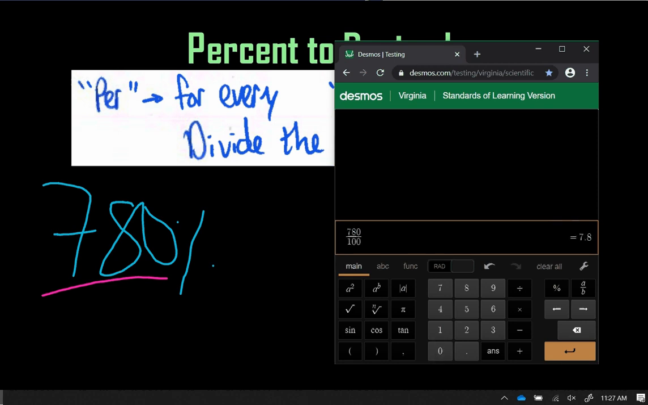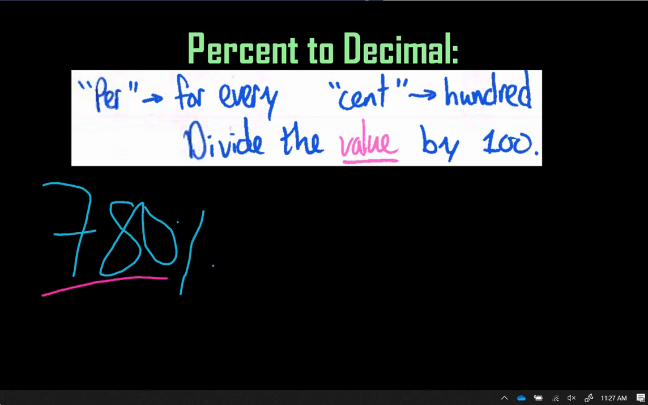Notice how we're switching between fractions, decimals, and percents very carefully, and we're always getting to a decimal form. So we're going to say that our answer here is 7.8. So we want to make sure you write that this is equal to 7.8.